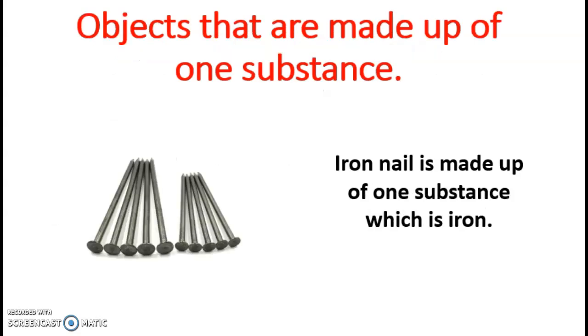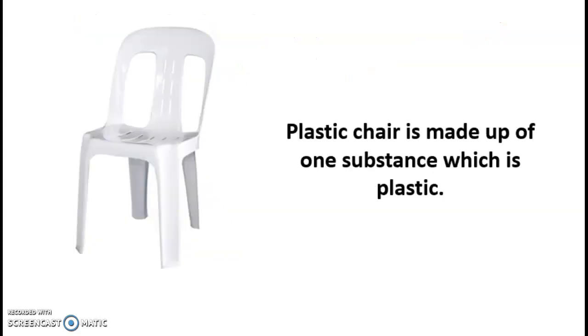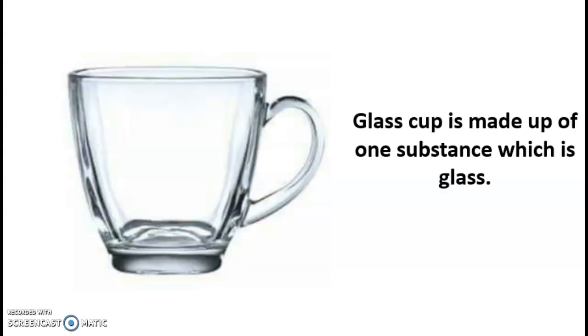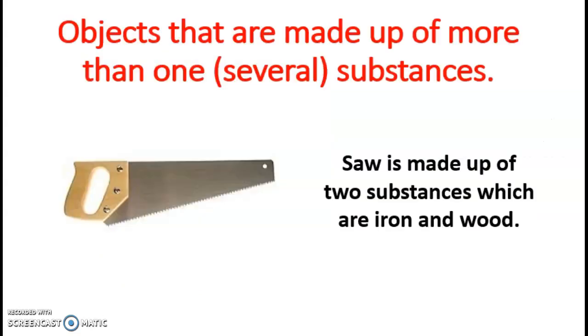Objects that are made up of one substance, for example, iron nail is made up of one substance which is iron. Plastic chair is made up of one substance which is plastic. Glass cup is made up of one substance which is glass.